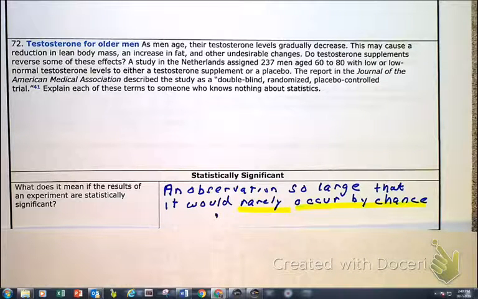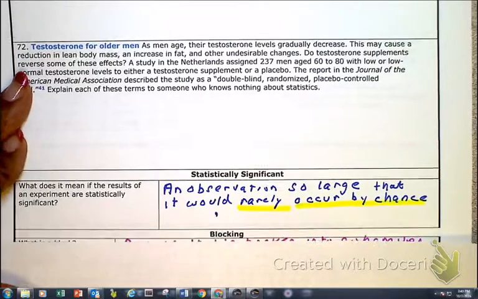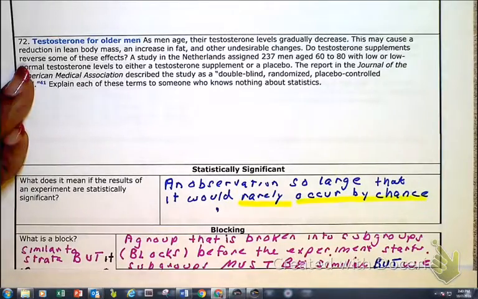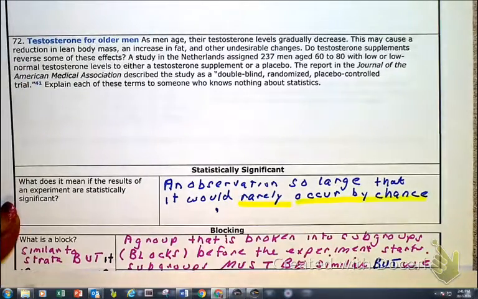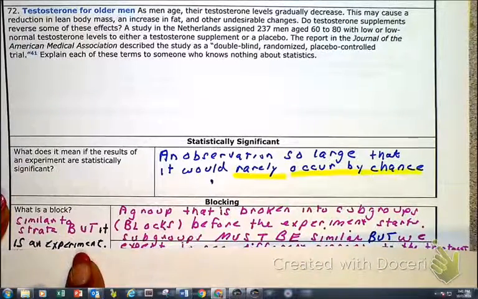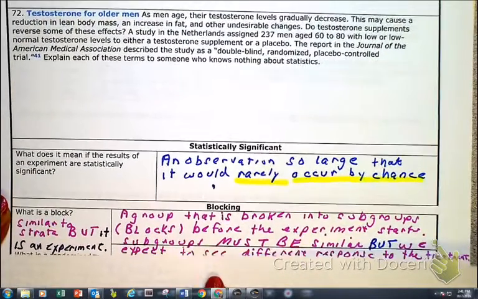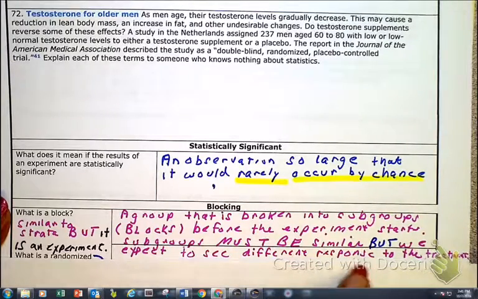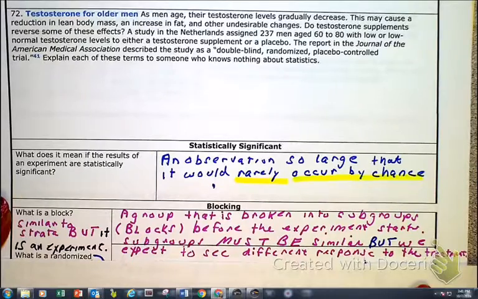So, let's go with our next objective, blocking. So, as I'm looking at the idea of blocking here, what is a block? Well, a block, it is similar to a strata, but strata deal with experiments only. But what a block does here is it breaks it into a subgroup, and this is before an experiment starts. And the subgroups must be similar, but we expect to see a different response in the treatment.